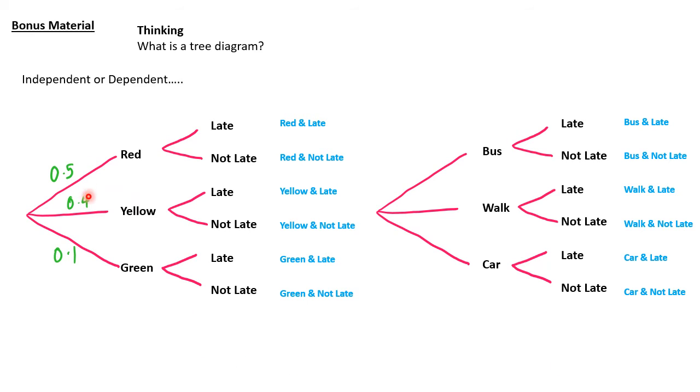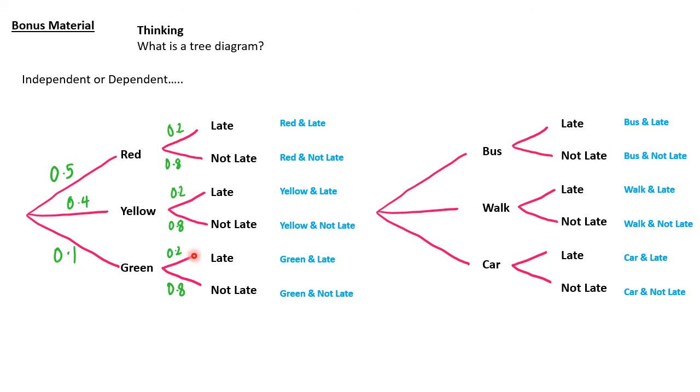Let's now put some numbers on these branches. So there's obviously more red buses in the depot because there's a 50% chance of a red bus turning up, 40% chance of a yellow bus turning up, and a 10% chance of a green bus turning up. Regardless of what colour bus turns up, there's a 20% or a 0.2 chance of being late, 80% or 0.8 chance of not being late.